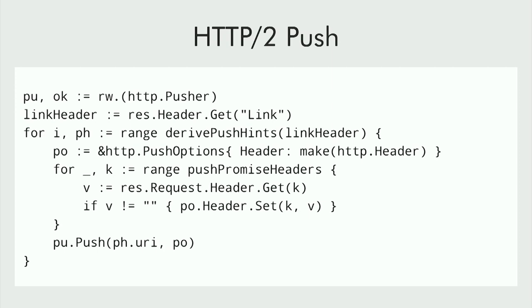Because the HTTP2 pusher interface just requires you to type assert, do an interface upgrade, get the pusher object, set up some options where we copy the headers for the new request, and then just call push with the URL. It gets automatically assigned its own goroutine, routed through the request handlers, and the response is sent automatically through the HTTP2 connection. It's wonderful.